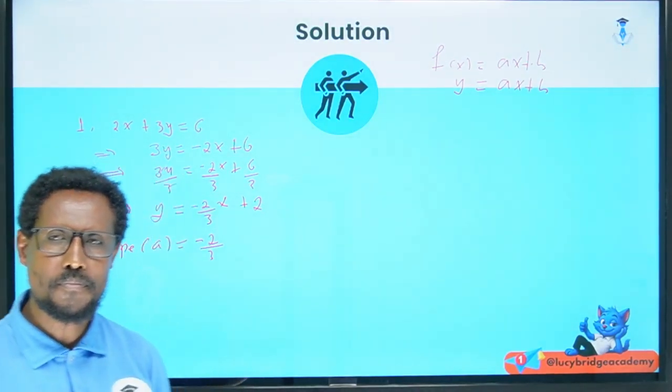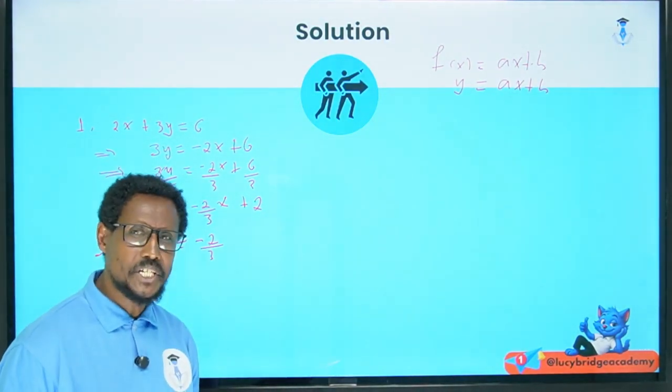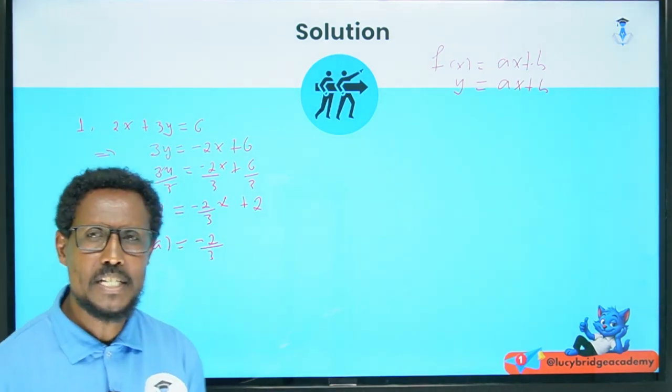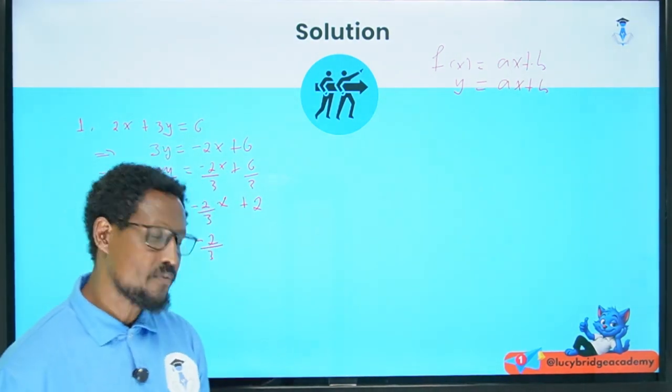The slope, is it increasing or decreasing? What kind of number is it? Negative number. The slope is negative, therefore it is decreasing.